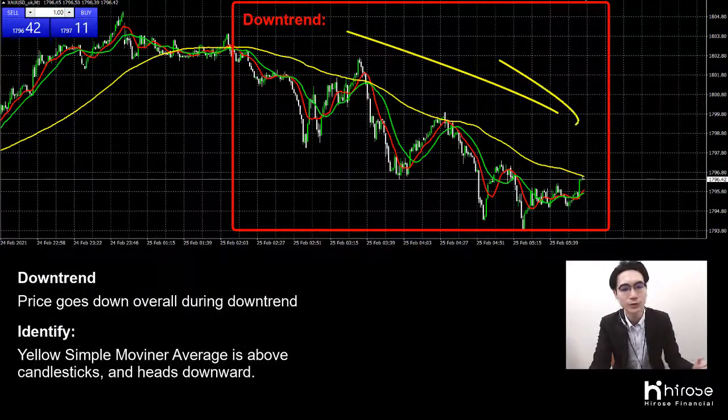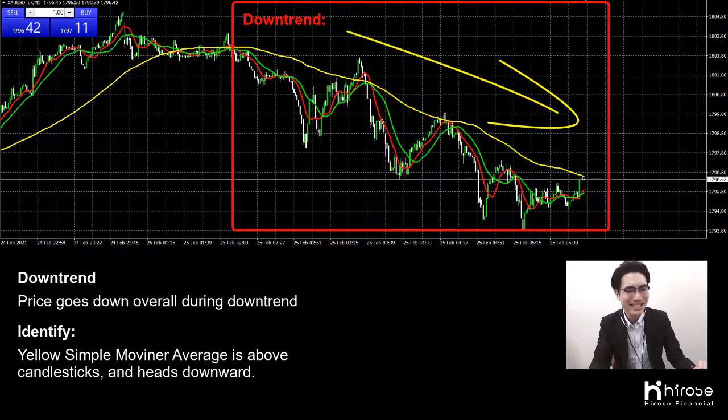Next we move on to the downtrend. For the downtrend, we'll be using the yellow simple moving average as well. When the yellow simple moving average is on top of the candlestick and heading downwards, that means the price goes down overall. So this is a downtrend. During a downtrend, because the price goes down overall, we will look for timing to place sell orders. That's how you identify a trend using the long-term yellow simple moving average.